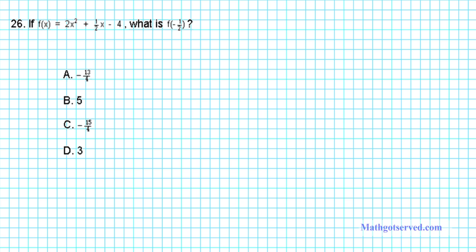All right, let's take a look at question 26. If f of x is 2x squared plus 1/2 x minus 4, we have to find f of negative 1/2.